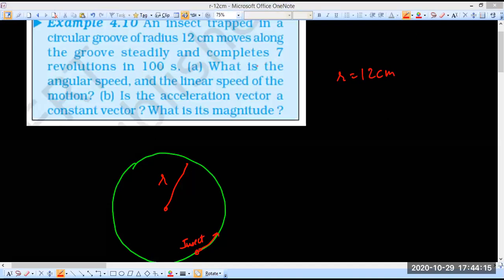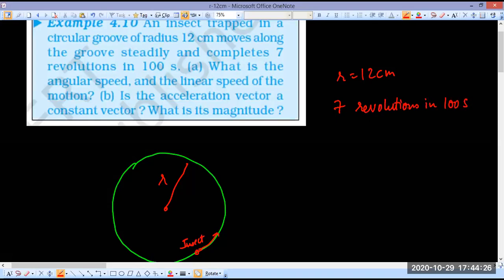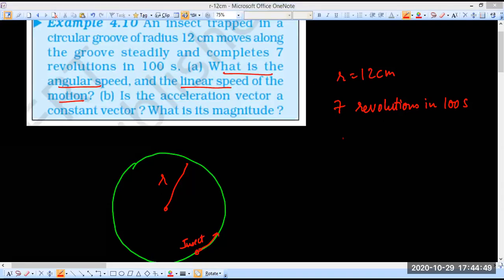And it completes 7 revolutions in 100 seconds. Some physics questions are really fun. So it completes 7 revolutions in 100 seconds, right? What is the angular speed and linear speed of motion? See, there are many ways to solve this question. Start from anywhere and you will get all the answers, right?